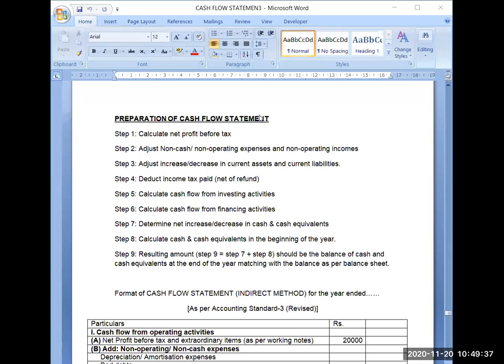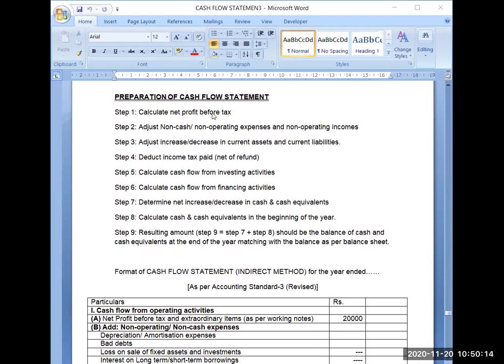So we were doing cash flow statement, and yesterday we discussed cash flow from financing activity also, and we have completed all the three major parts of the cash flow statement: cash flow from operating activity, cash flow from investing activity, cash flow from financing activity. Then afterwards we learned how to prepare the full cash flow statement combining all the activities.